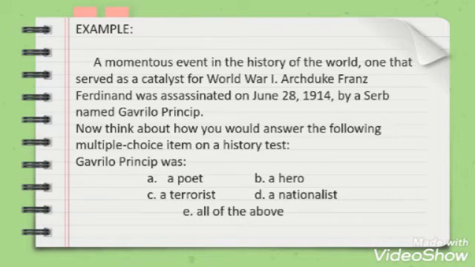Now, think about how you would answer the following multiple choice item on a history test. Gavrilo Princip was A. a poet, B. a hero, C. a terrorist, D. a nationalist, or E. all of the above. For various textbooks in the Bosnian region of the world, choice E, all of the above, is the correct answer.